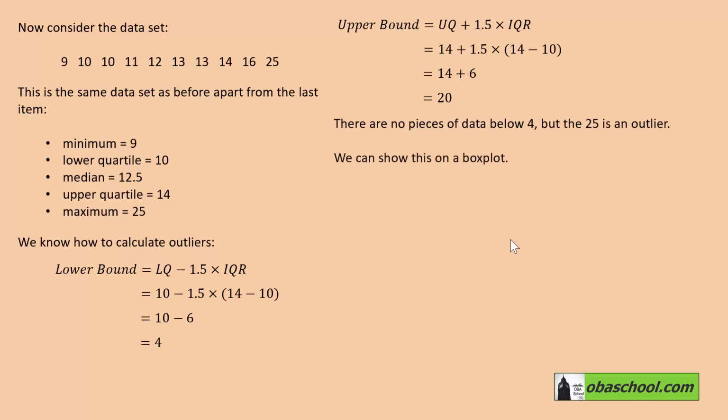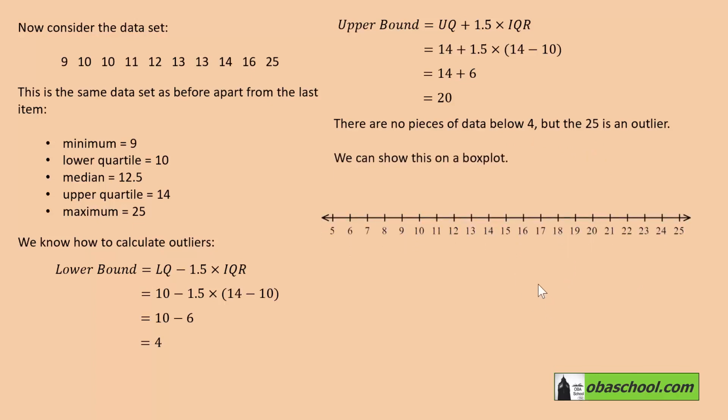We can show this on a box plot. So what we do is very similar to what we did before, but we don't indicate the 25 because that's an outlier. The next piece of data is 16. That's not an outlier, so we indicate that as the maximum. And we then draw the box plot in the same way as before. We then indicate the outlier like so.